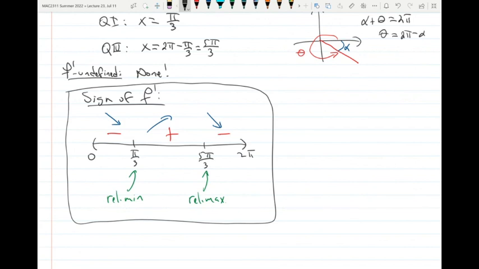All right, let's see who can tell me in words. What is this function increasing? Pi over 3 to 5 pi over 3. Good. What is it decreasing?